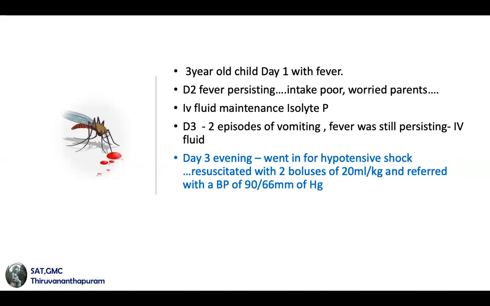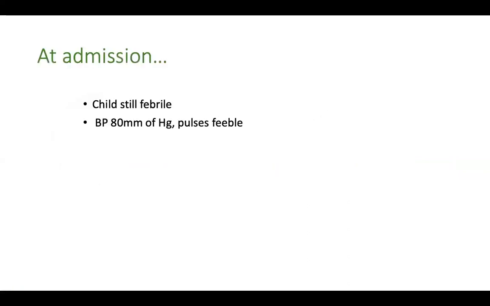So the child is admitted and child is started on Isolyte P. On day 3, he again has 2 episodes of vomiting. And so the maintenance fluid is continued. And while on maintenance fluid itself, the child developed shock by the evening. It was hypotensive shock. It was resuscitated with 2 fluid boluses and referred with a BP of 90/60.